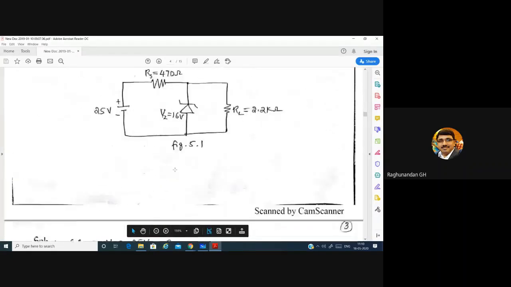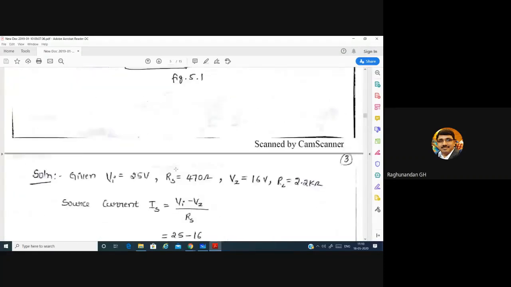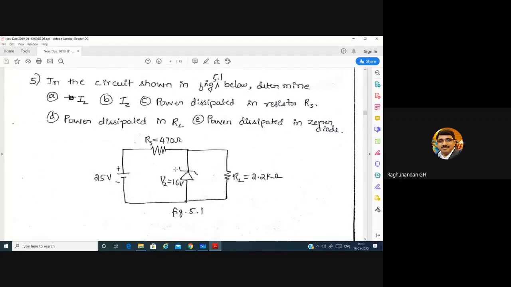Next is the last variety of problem which can come. In the circuit shown below, determine IL, IZ, power dissipated in the resistance RS, the power dissipated in RL, power dissipated in Zener diode. So here we have used a Zener diode. You know the Zener diode characteristics. The Zener diode voltage is 16 volt. Here VZ is equal to 16 volt.